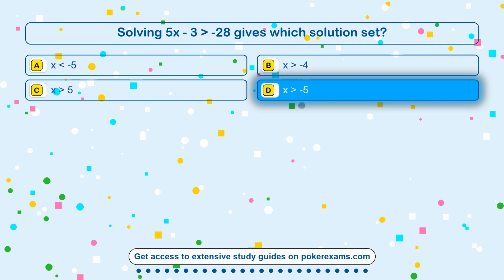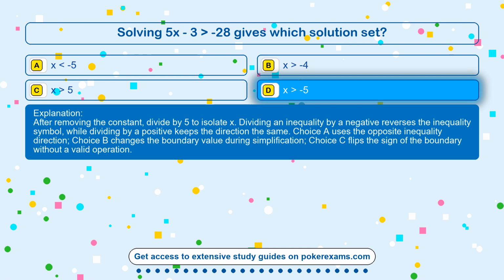The correct answer is option D, x minus 5. After removing the constant, divide by 5 to isolate x. Dividing an inequality by a negative reverses the inequality symbol, while dividing by a positive keeps the direction the same.